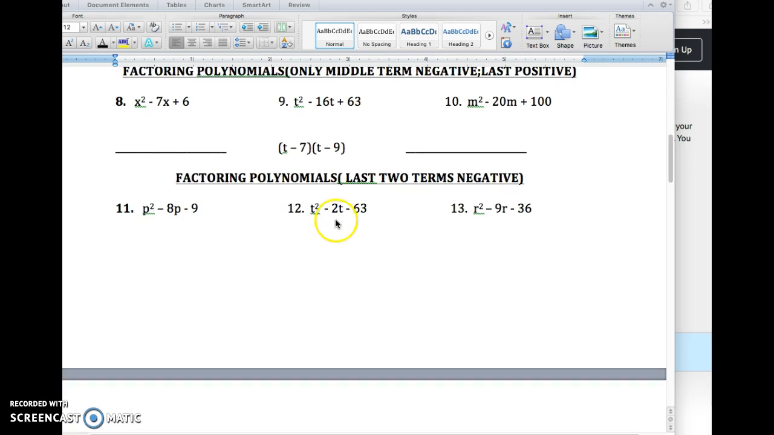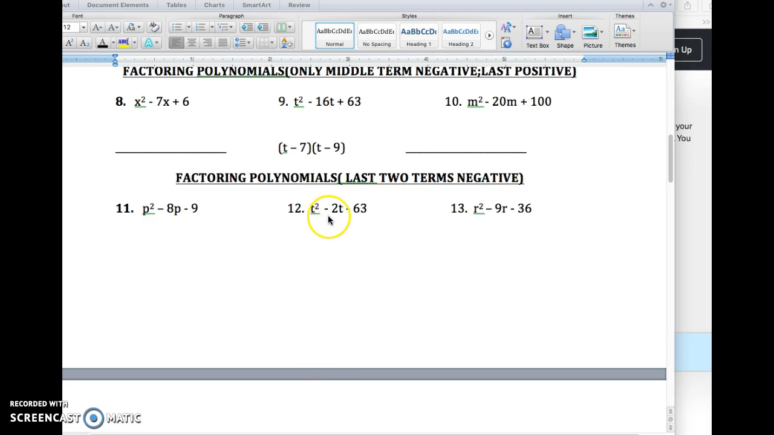Now here, it's different. We don't have a positive last term and a negative middle term. We have a negative and a negative. So what this tells you, even before we take a look at it, is that the two numbers which we multiply together to get negative, one must be positive, one must be negative. The bigger one should be negative for this. Again, the bigger of the two should be the negative, and the smaller should be the positive. So that's kind of a good way of segue into this one, since we know the middle term is negative.